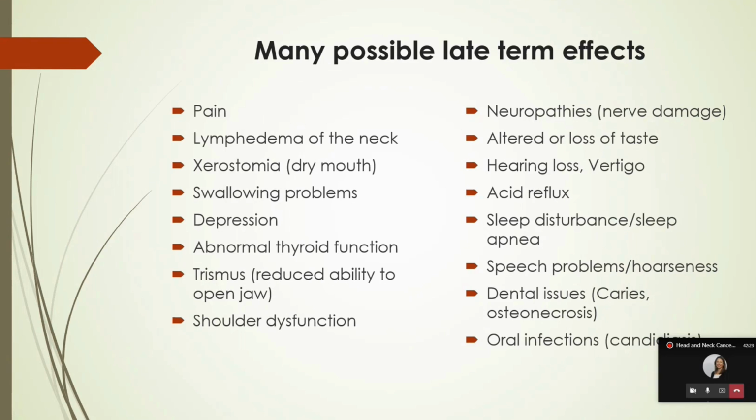Shoulder dysfunction: some patients who go through radiation and especially surgery have some scarring of their shoulder muscles, or it's more difficult to manipulate the shoulder, which physical therapy can be helpful with. Physical therapy can be helpful with neuropathies as well, like a numbness or tingling sensation in the fingers and toes. Sleep disturbance, speech problems. Again, these are all possible long-term effects of treatment and things that may need to be followed up and managed.